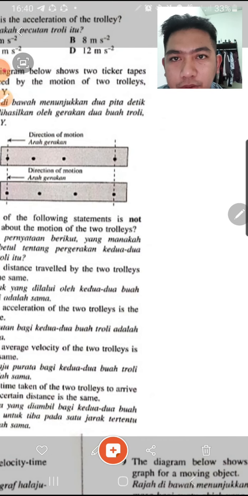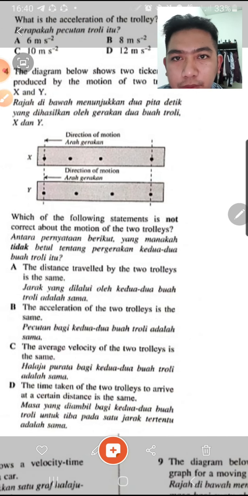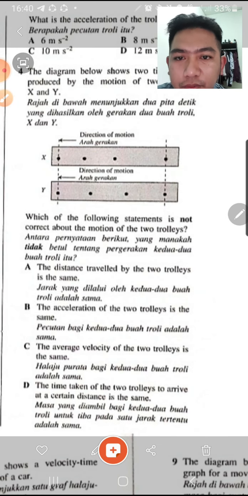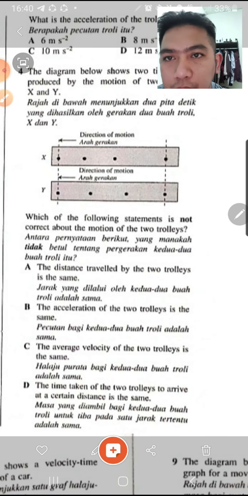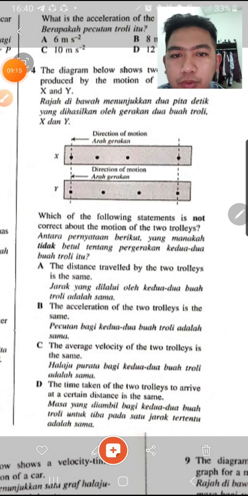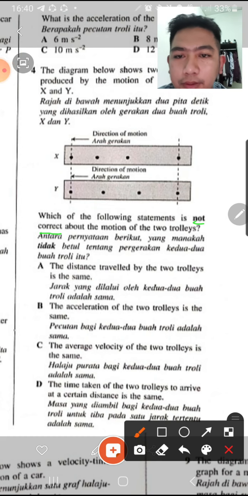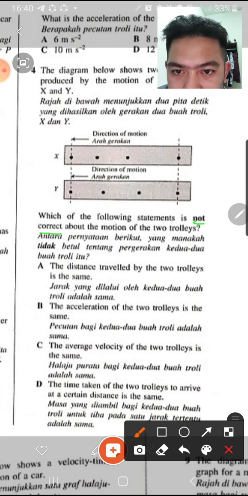The diagram below shows two ticker tapes produced by the motion of two trolleys, X and Y. Which of the following statements is not true about the motion of the trolleys above? You should highlight it. It's not correct. So let's check the answers.